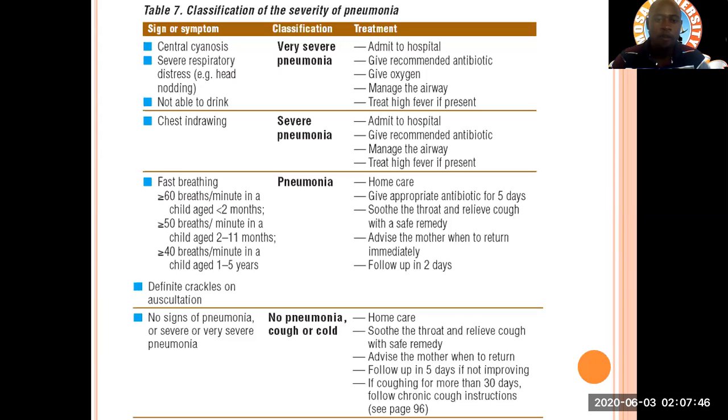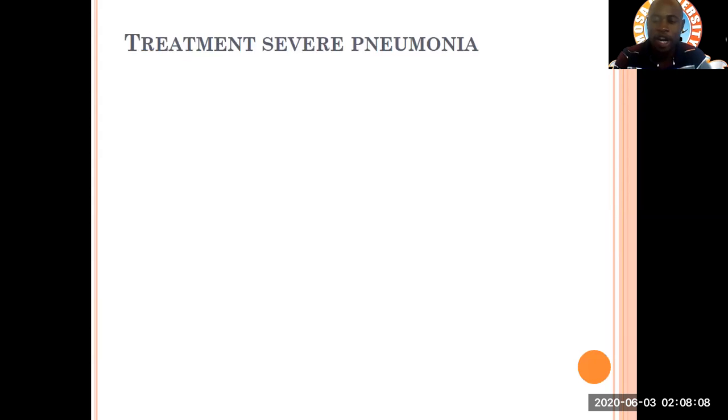For those that will present with no signs of pneumonia or severe pneumonia, that is no pneumonia, just cough or cold, these are also patients that we treat as outpatients. If you want to study further, you can look at our pocket book for pediatrics. You will nicely find all these managements.